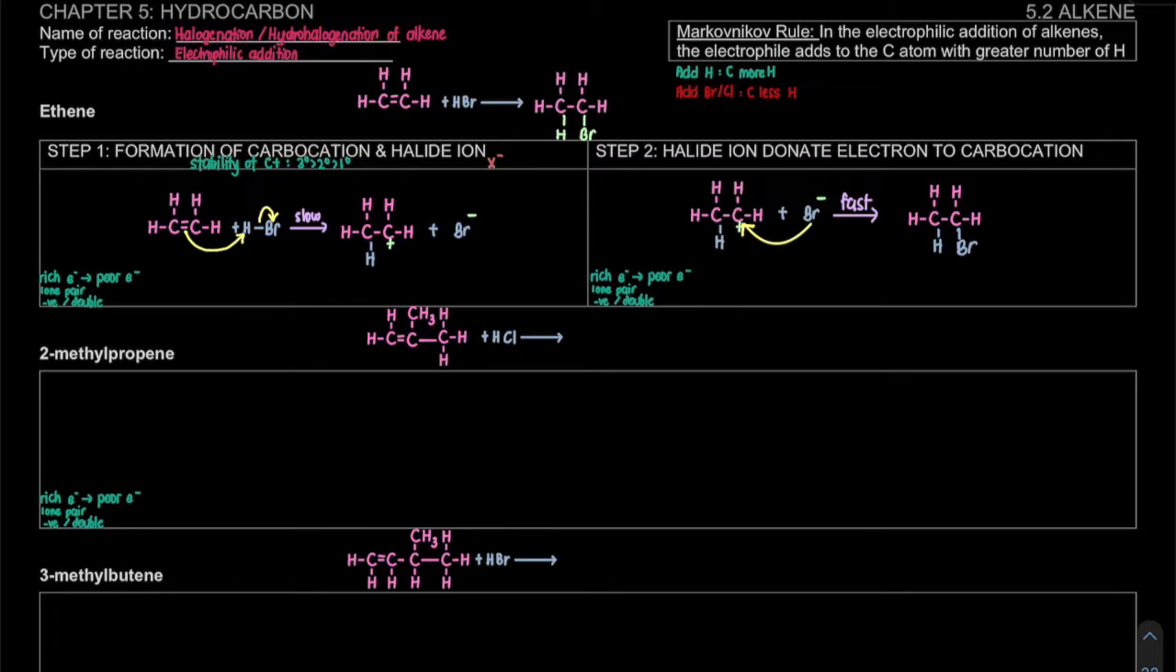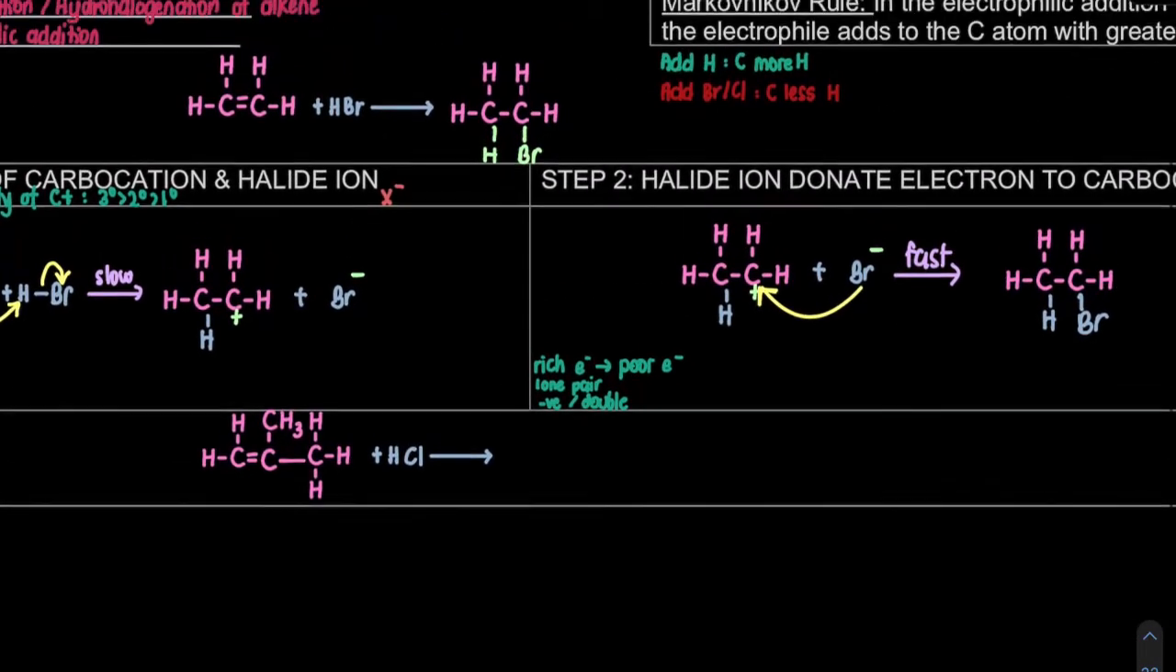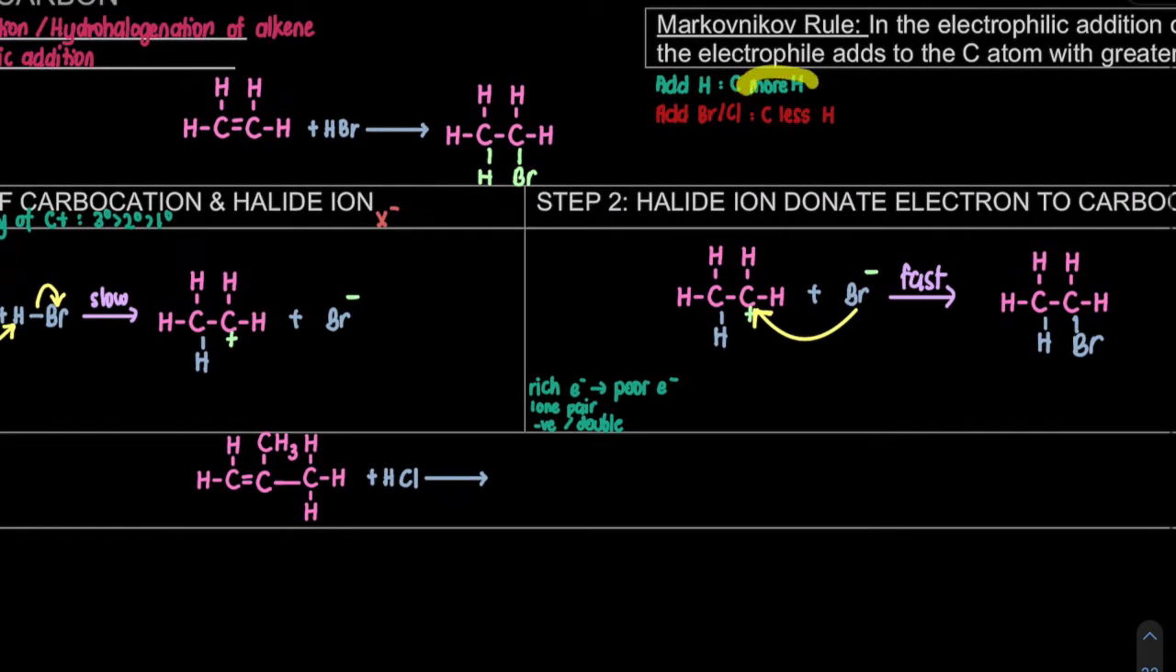Okay. So, next one, what we're going to look at is 2-methylpropene. So for 2-methylpropene, again, before the reaction, I want to know which one has more hydrogen and which one has less hydrogen. This carbon attached to it has 1, 2. So this one has 2 hydrogen. So it means that this is the one with more hydrogen. This carbon attached to it 1, 2 CH3. So overall, there's no hydrogen.